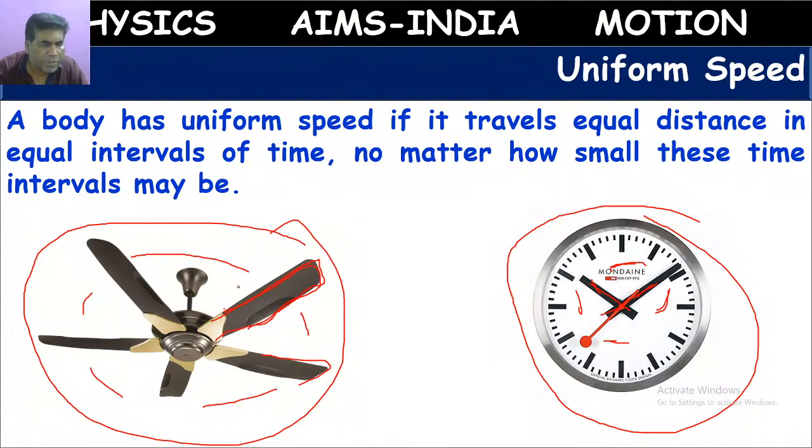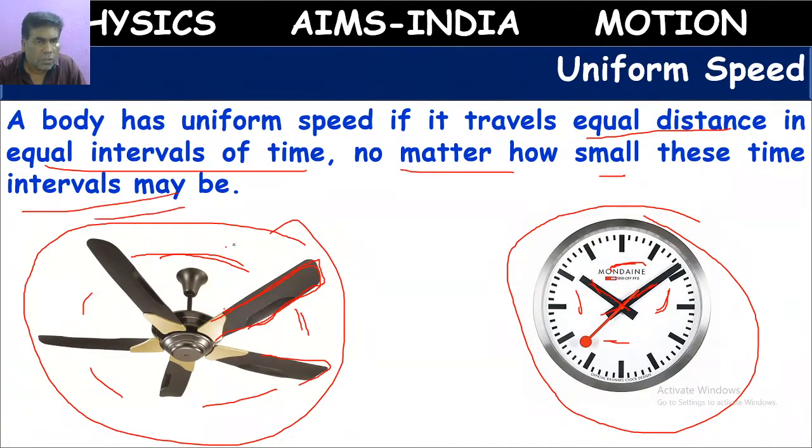Hence, we can tell that they are moving with speed. How do they move? Because they travel equal distances in equal intervals of time, no matter how small these time intervals may be. So these kinds of motions, we can say they are moving with uniform speed.